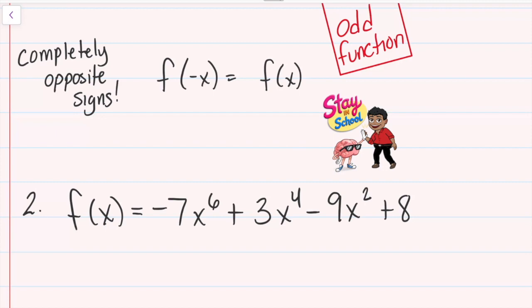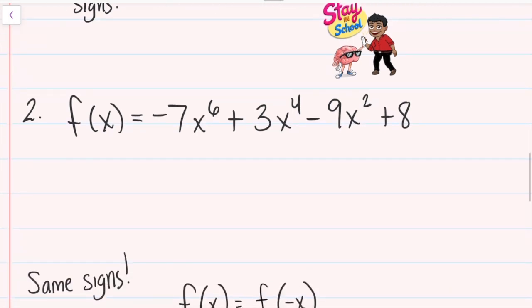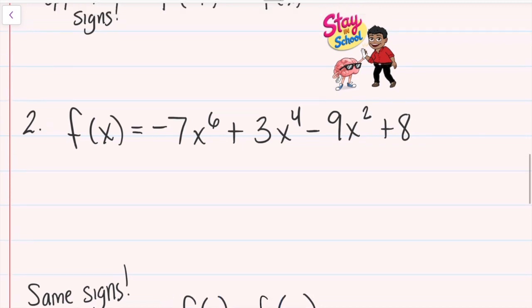All right, guys, so in this video we're talking about the even function. An even function basically says you have an x, and when you plug in the opposite of what x is supposed to be, your answer is not going to change. It's going to be the same number and the same sign. So let's look at an example here.